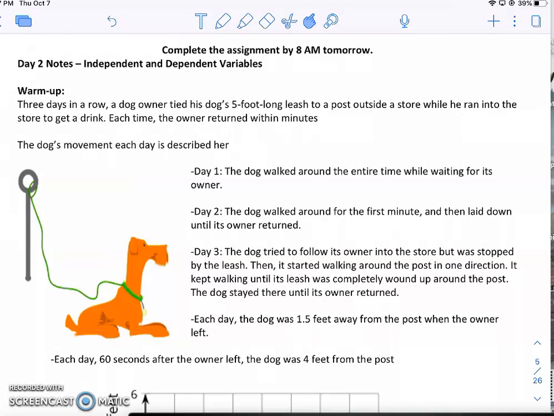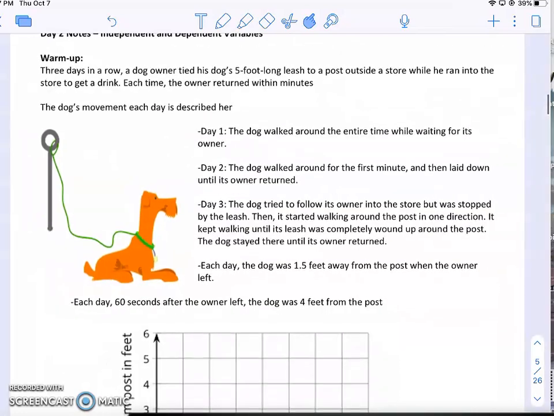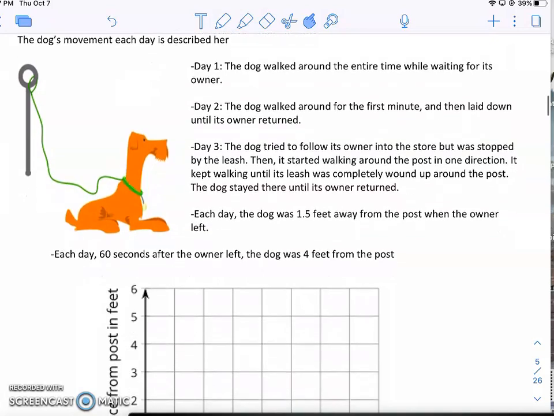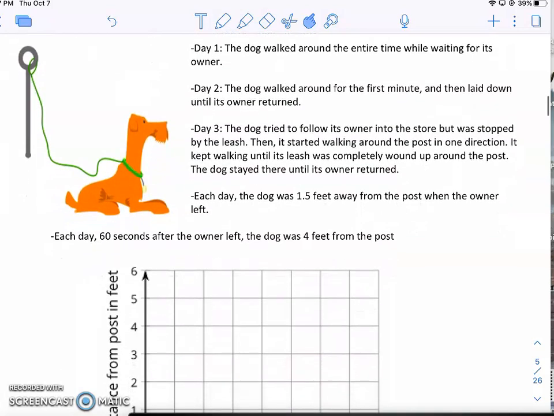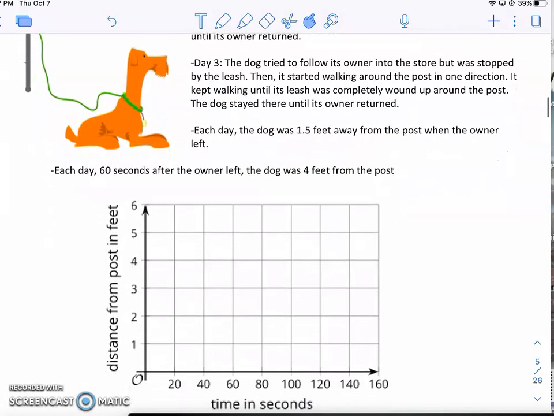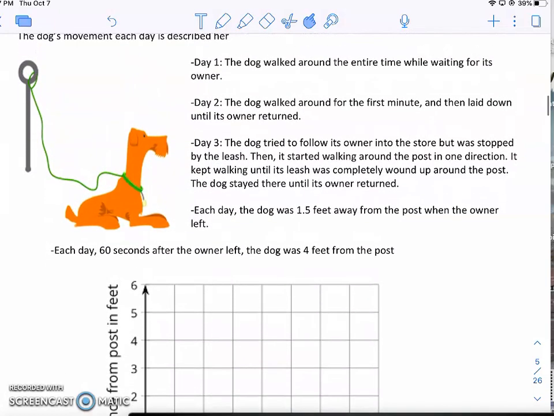A dog owner tied his dog's 5-foot leash to a post outside a store while he ran into the store to get a drink. Each time the owner returned within minutes. So we're going to describe the day's movements. Day 1, the dog walked around the entire time while waiting for its owner. If you were assigned the first day, you do that.